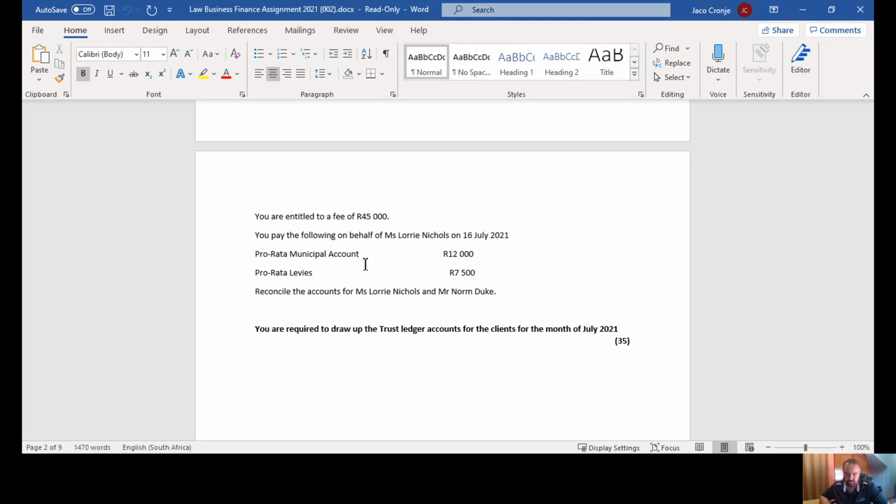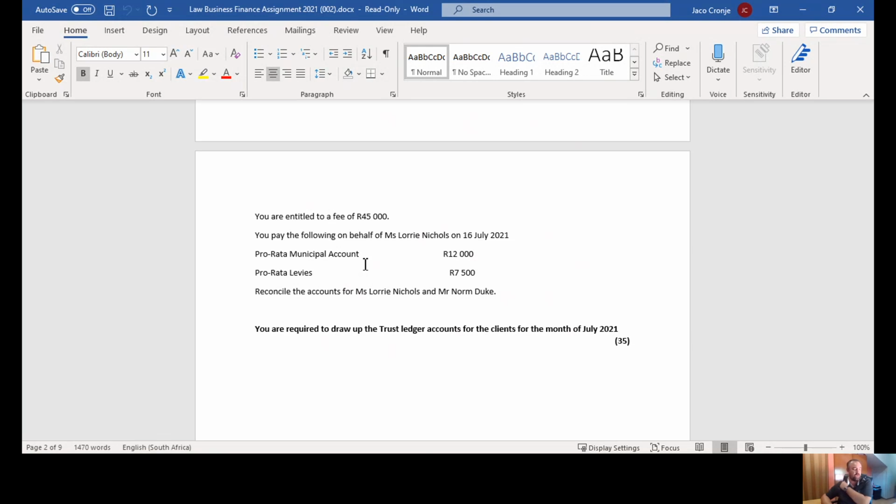If the bank balance decreases, it's an entry on the credit side. Okay, so once you've got the trust cash book drawn up, then I would simply go and post that trust cash book to the various client accounts. And that is ultimately where you are going to get your marks from.